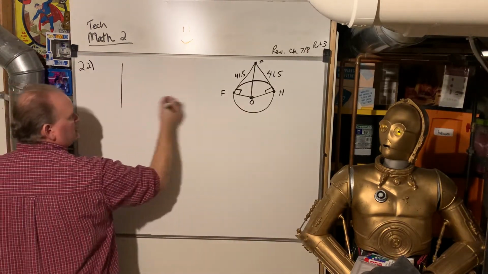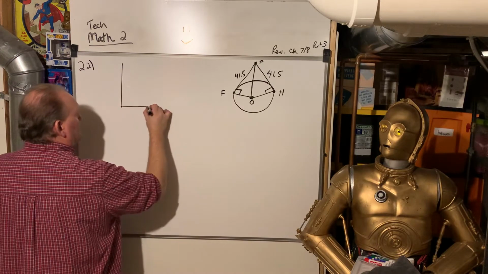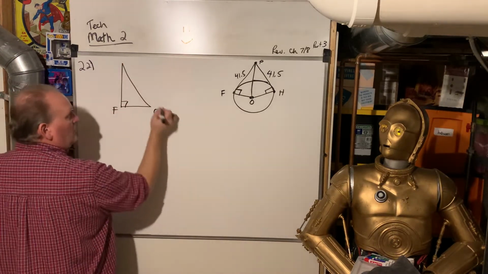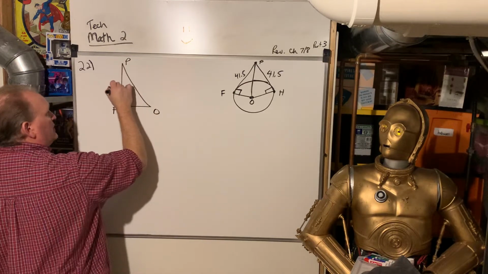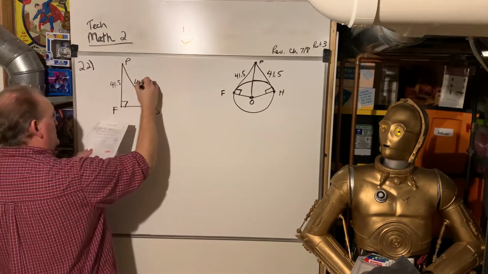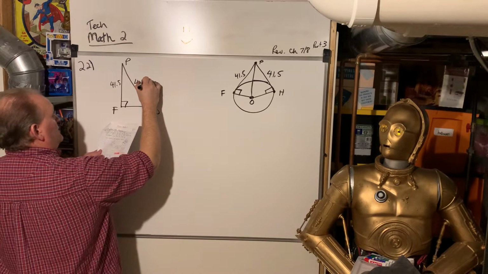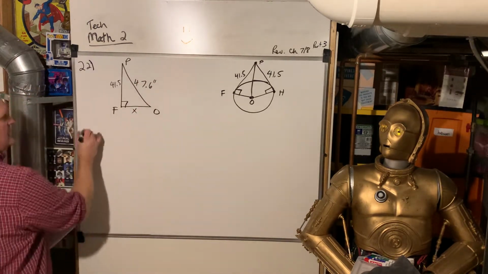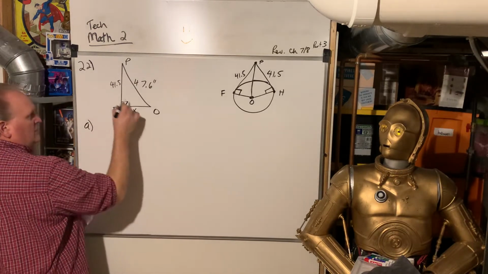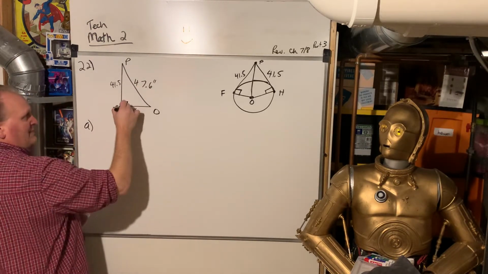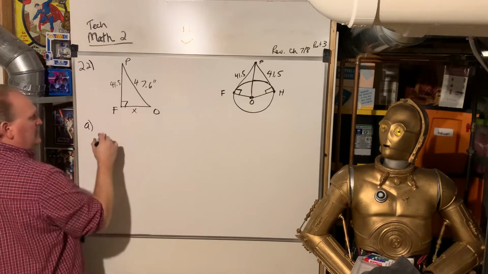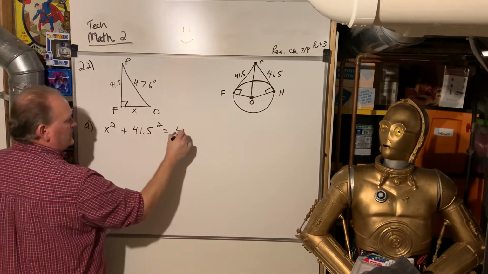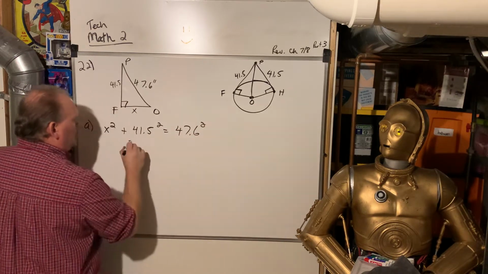Let's draw that picture. I'm going to just draw this triangle. There's the 90-degree angle. That's F, that's O, that's P. We know this is 41.5, and we know this is 47.6, and they want us to find that. So part A is just the Pythagorean theorem again: a squared plus b squared equals c squared. Remember, the hypotenuse is always opposite the 90. So x squared plus 41.5 squared equals 47.6 squared.